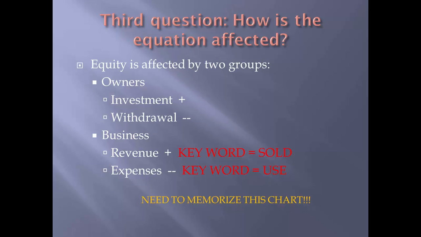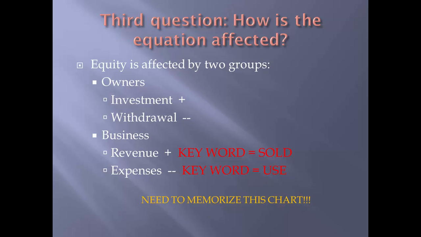So here again shows us that equity is affected by these 2 groups, the owners and the business itself. We already know that if the owners invest money, that's going to increase equity. If the owners withdraw money out, that's going to decrease equity. But now we're going to take a look at the business. How does the business affect equity?